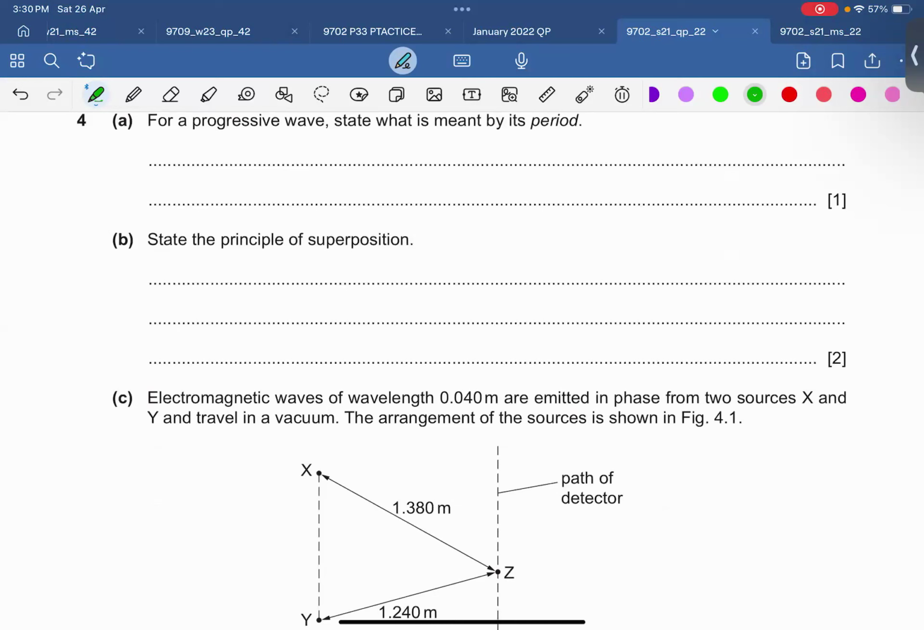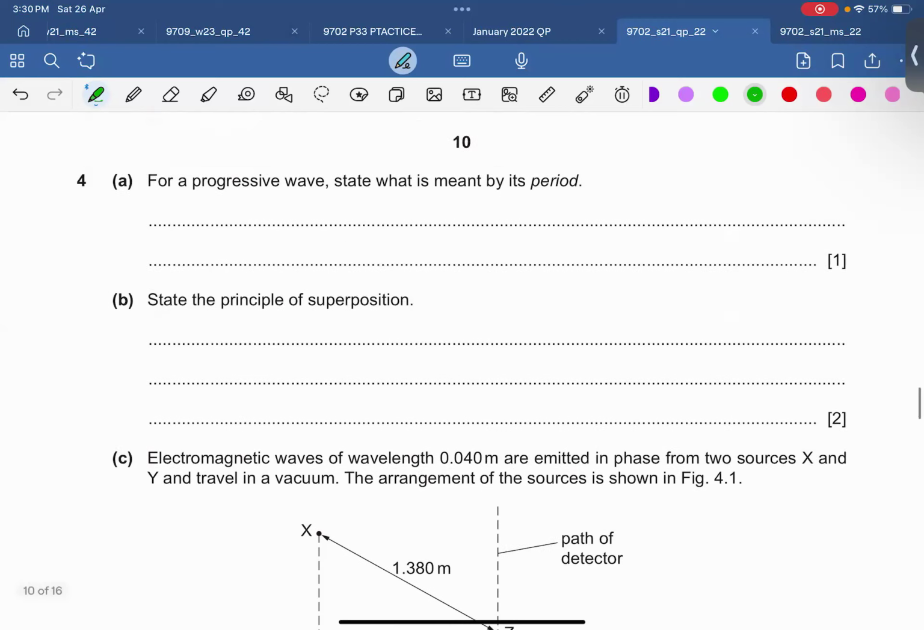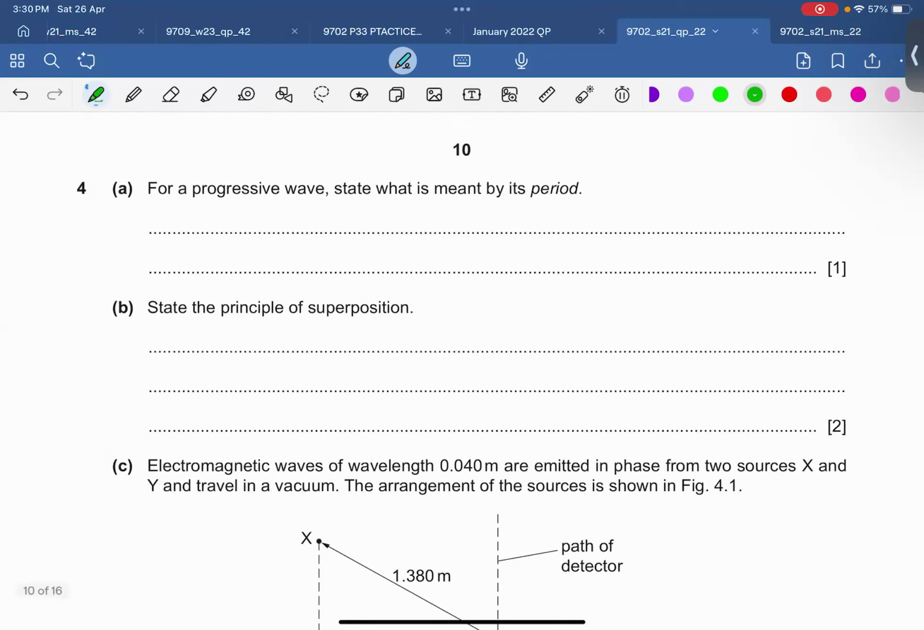You have to read the question. For a progressive wave, state what is meant by its period. What is the definition of the period? Quick. Definition of the period, and those who have written the definition, please write the principle of superposition.